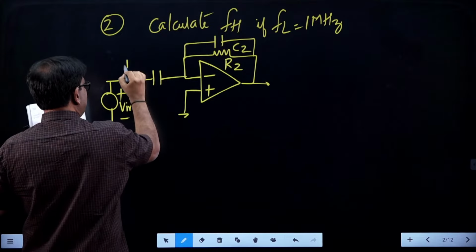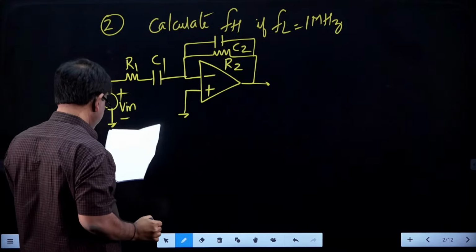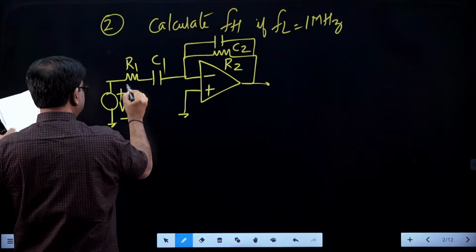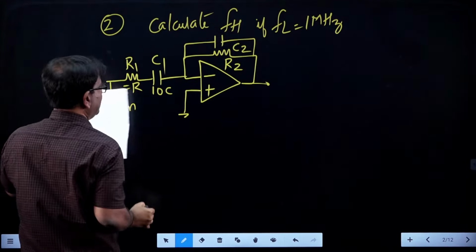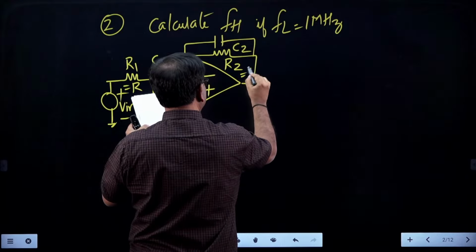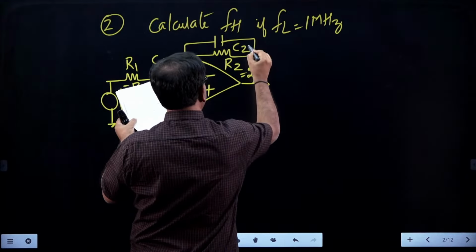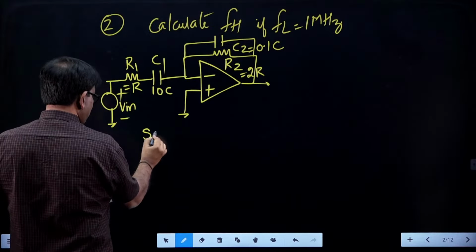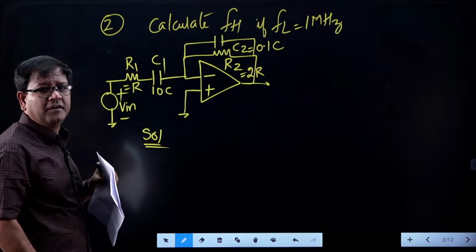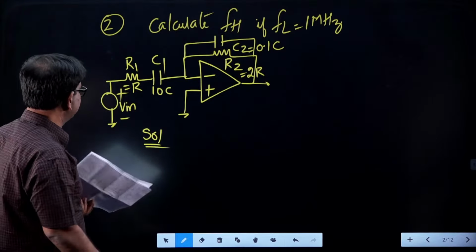So, R1 is given, C1 is given. Let me see the values. R1 is R, C1 is 10C, R2 is 2R, C2 is 0.1C. Okay. So, how to find the upper cutoff frequency?